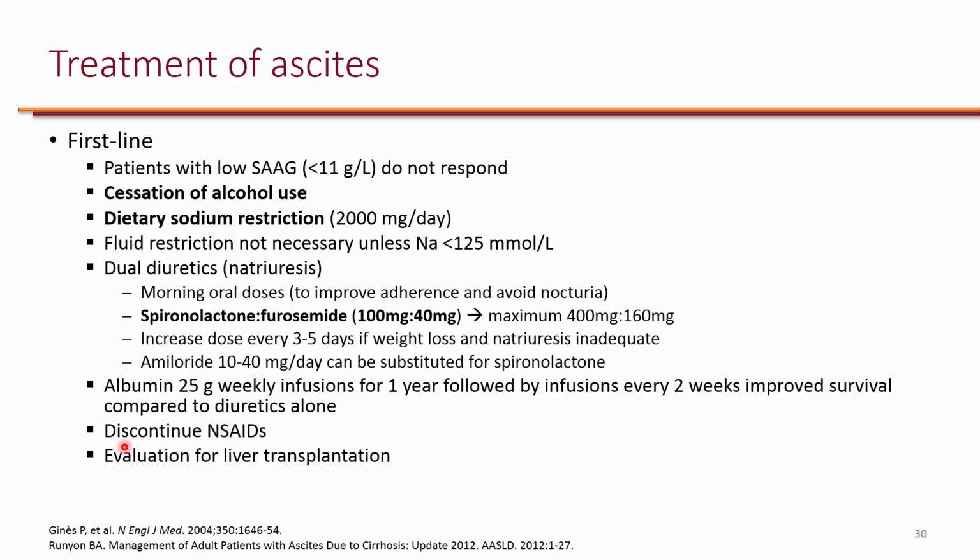Another thing that's recommended for this patient is albumin 25 gram weekly for 1 year, followed by infusion every 2 weeks, which has been shown to improve survival compared to diuretics alone. So, in addition to spironolactone and furosemide, you can also consider albumin.